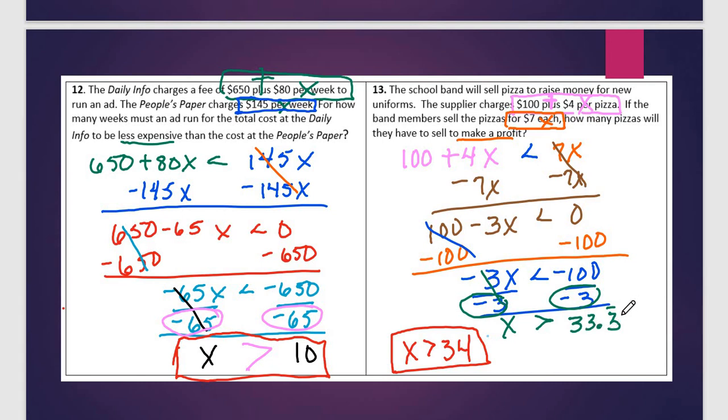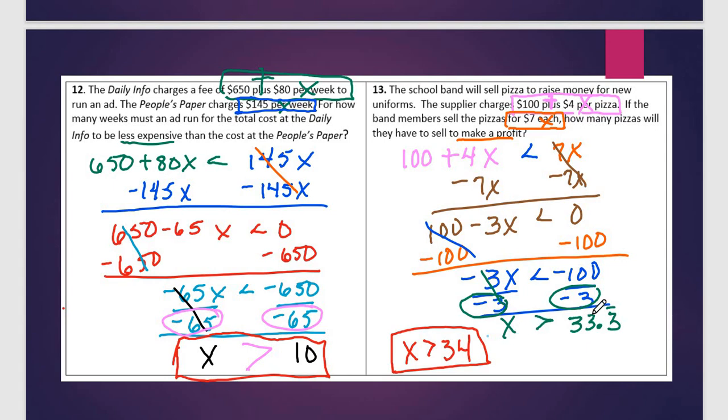And when we divide all the way through, you see that negative 100 divided by negative 3 will give you a positive 33.3, and the 0.3 keeps repeating forever and ever. Now, it says how many pizzas will they have to sell to make a profit. Well, when you're trying to make a profit, you have to round up, even if it's a 0.1 right here, because you want to make a profit.